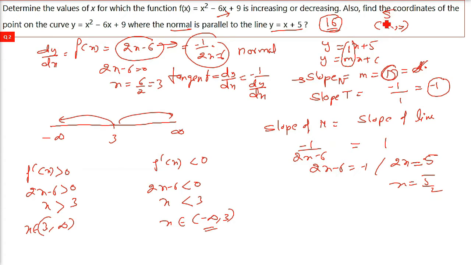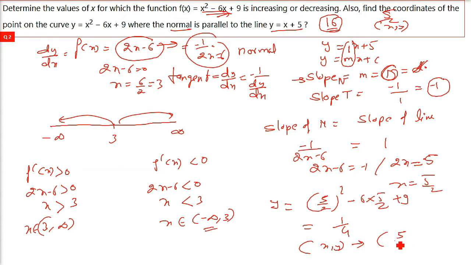Now what will be the coordinates? You already have x equals 5 by 2. So why not put this in the original equation, which is y equals x square minus 6x plus 9. When you put this, I am just replacing x by 5 by 2 in this equation. So when you solve this, y you are going to get as 1 by 4. So x was 5 by 2, y is 1 by 4.